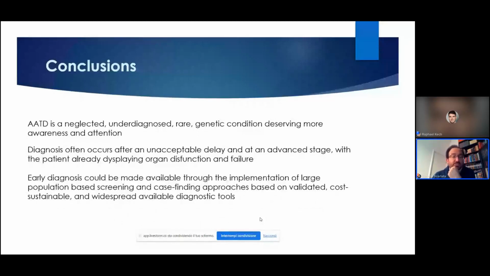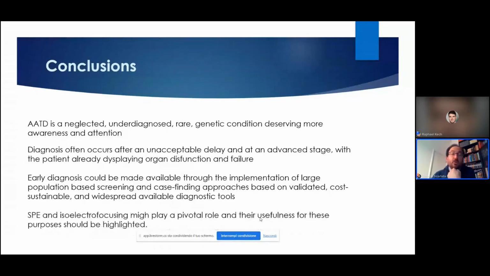The early diagnosis, however, could be made available through the implementation of large population-based screenings and case-finding approaches. This is based on validated, cost-sustainable, and widely available diagnostic tools. Finally, remember and note that SPE and isoelectric focusing might play a pivotal role, and their usefulness for this purpose should be highlighted and pursued. Thank you for your attention.